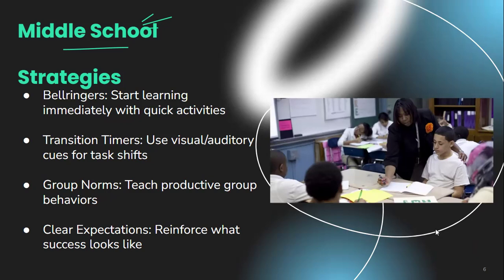What types of activities are used as bell ringers, or sometimes they're called do now activities, things that students have to do as soon as they arrive into class? How do teachers introduce and maintain group norms? Do they have class jobs? Do they have group jobs? How does it teach both productive behavior as well as autonomy? And so those types of things are really important with middle schoolers.